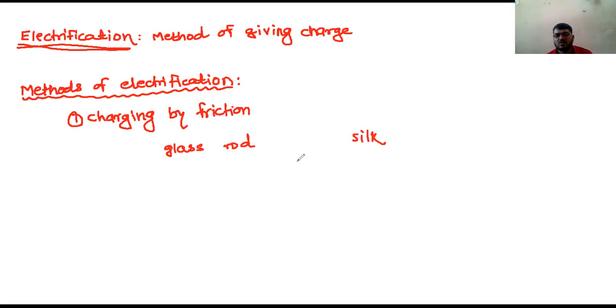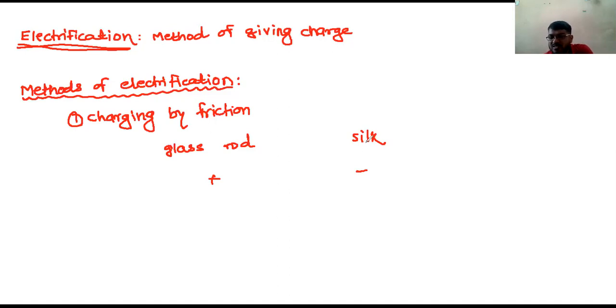Okay, a glass rod rubbed with a silk cloth. Then this glass rod will acquire positive charge and the silk cloth will acquire negative charge. It means charge transfer is taking place. Now, as the silk is negative, it means electrons got transferred from the glass rod to the silk.